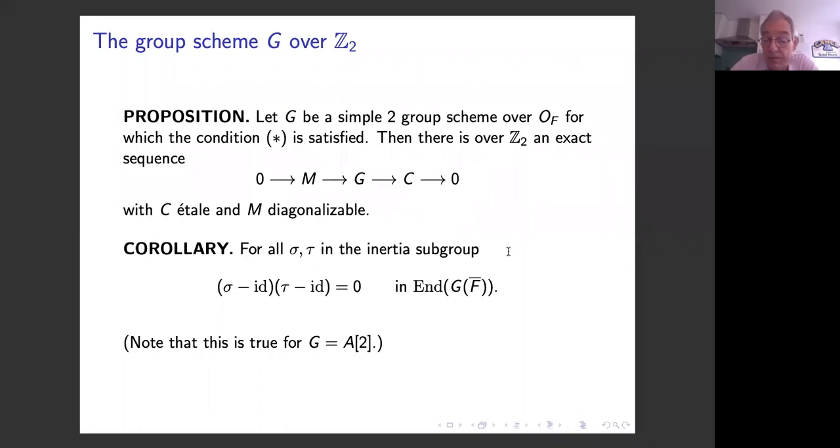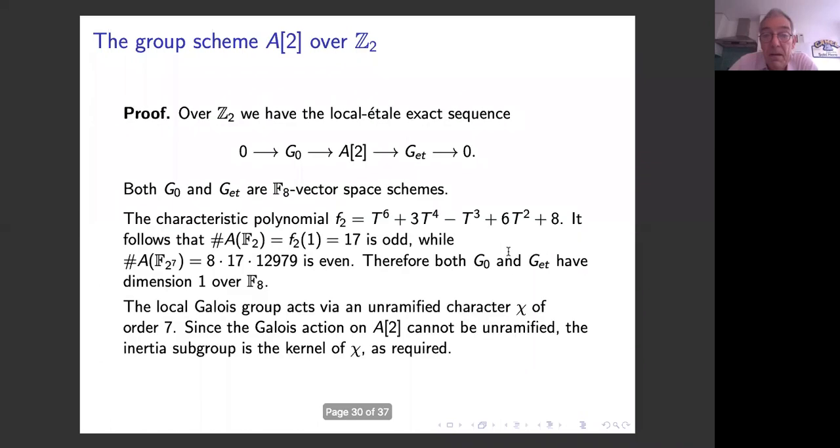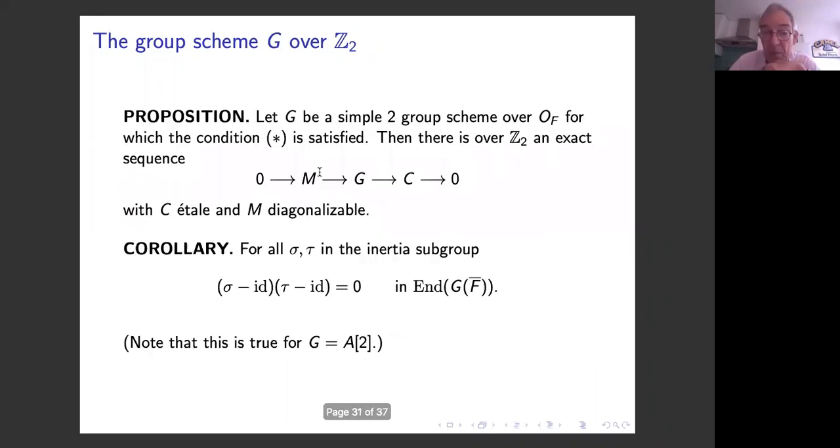Okay, so this I know for A2. For A2, then, yeah, so this is diagonalizable, this is etale, and this is diagonalizable by duality. Now I prove for an arbitrary simple two-group scheme that this is also the case. So this is already one step towards the fact that in all simple two-group schemes over OF, in some sense, come from this Abelian variety.